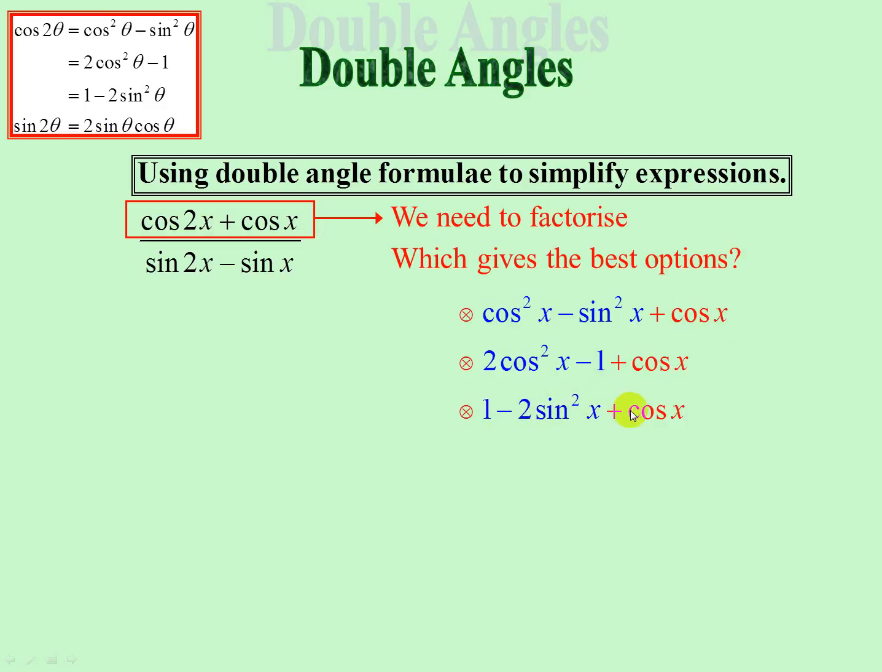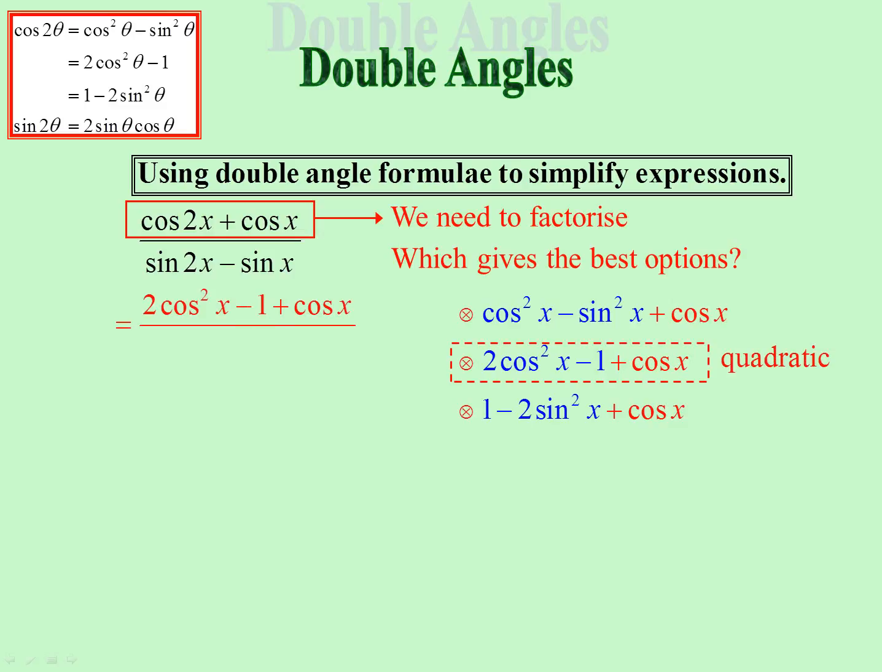1 minus 2 sine squared plus cos. This one can go somewhere because this is a quadratic trinomial. Cos squared, cos, constant. So there we are. We're going to use that one. So let's have a look.